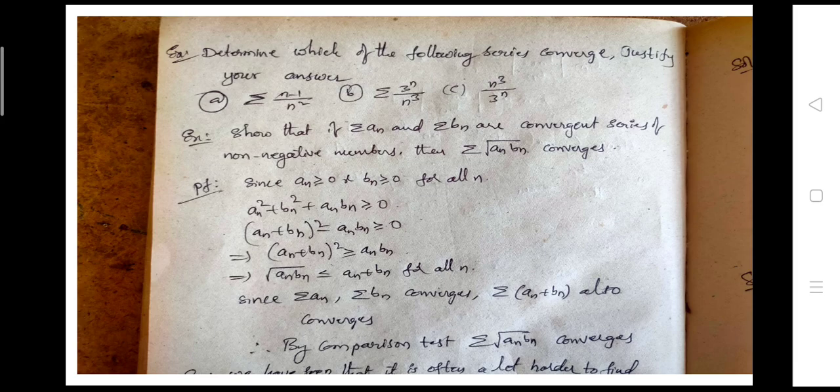Determine which of the following series converges. Justify your answers. This is your homework example. You have to do it yourself only. And take another example. Show that if sigma an and sigma bn are convergent series of non-negative numbers, then sigma root an bn converges.